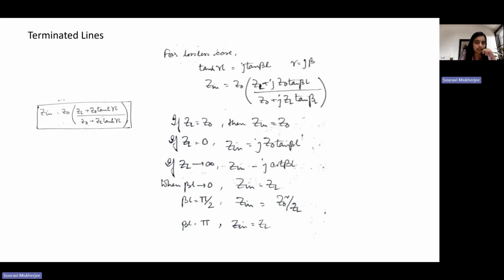So for the lossless case, what happens? Alpha is 0, so you can replace gamma by j beta. So this is nothing but what you are trying to do here. Now, in this condition, when it is a lossless case, you can have different cases. If ZL is equal to Z naught, that is, the impedance at the load matches with the characteristic impedance of your transmission line, what happens there? If you put ZL equal to Z naught, then Zin is equal to Z naught. That means the impedance seen at the source also matches with the characteristic impedance for the lossless case.